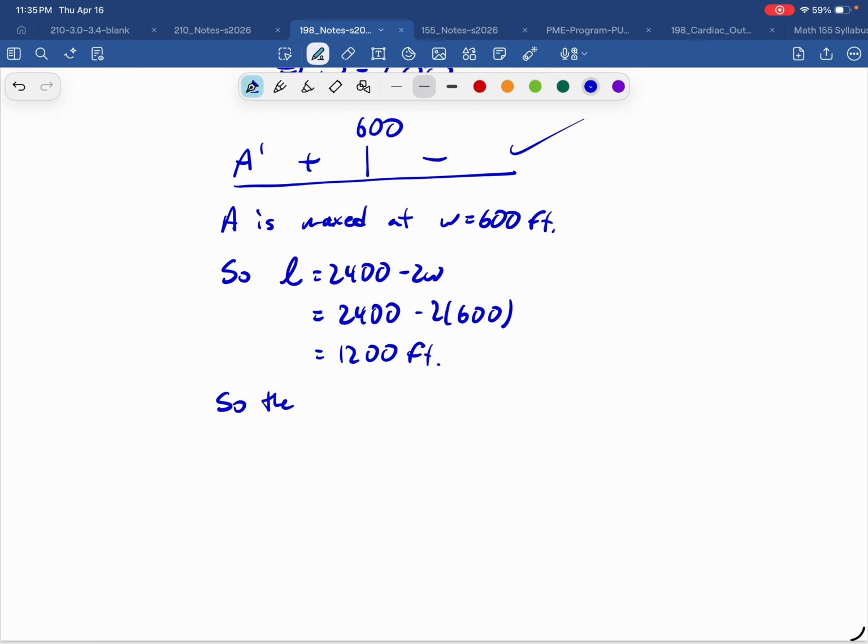So the dimensions that maximize area are 1200 feet by 600 feet. Okay, so that's how you do that one.